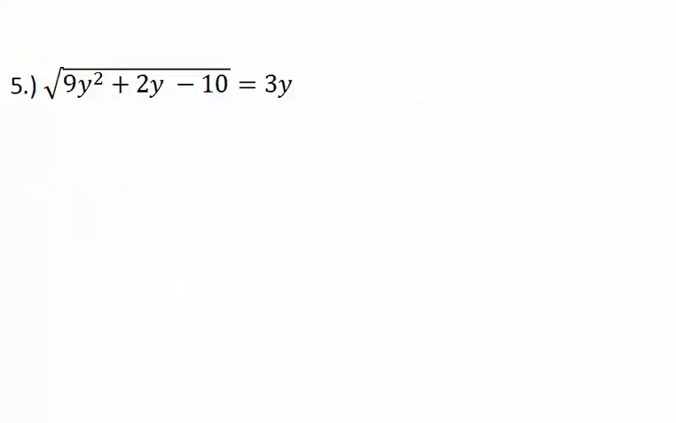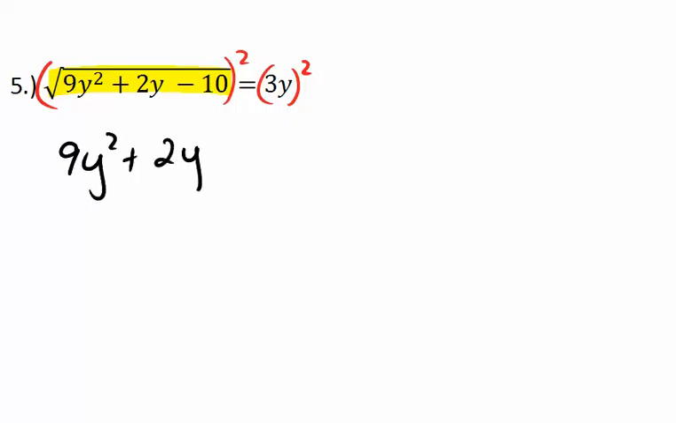All right, let's take a look at number 5. You'll notice that in this one, we just have one square root. So again, we're going to make sure it's isolated, which it is. There's nothing outside of that square root on that side. So you're going to square it, and the square root and the square are going to cancel. And you end up getting 9y squared plus 2y minus 10 equals... sorry, you don't get 3y because we're squaring it. You're going to get 9y squared.